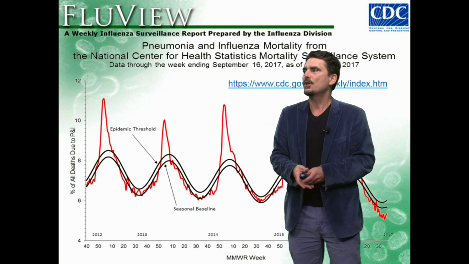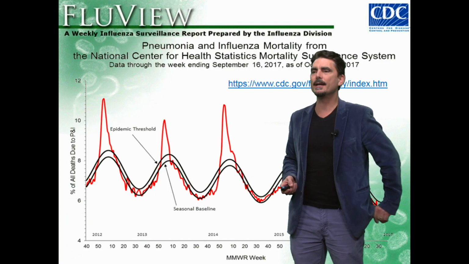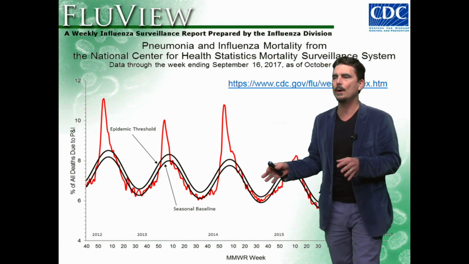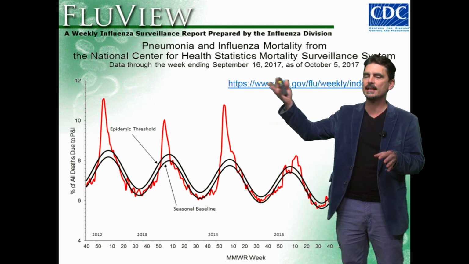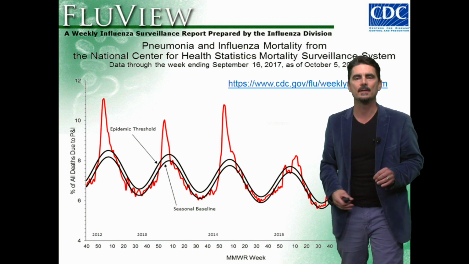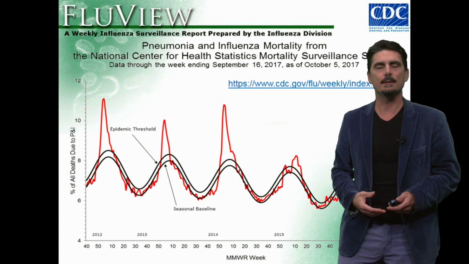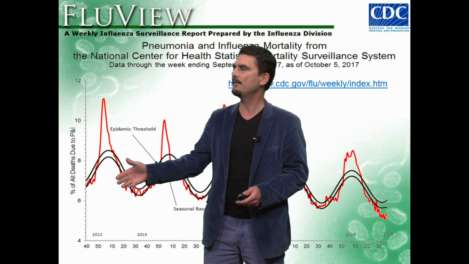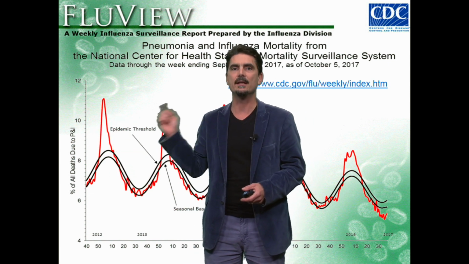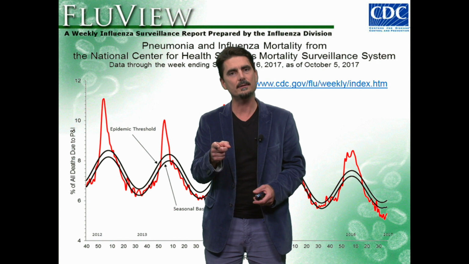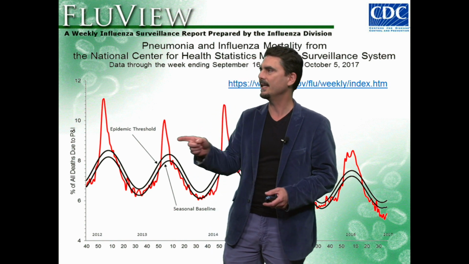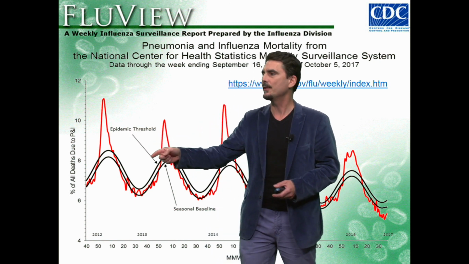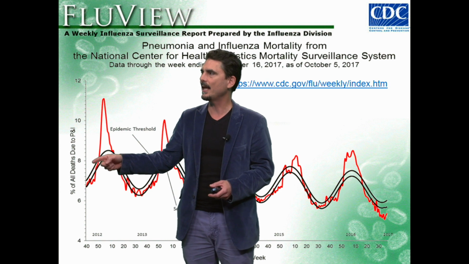Okay, so this particular one, now, first of all, anytime you look at data, what should you look at? You look at the title, but then look at the axes. Okay, what is being measured? The measurement is always on the y-axis, right? In this case, percent of all deaths due to P and I. What does P and I stand for? That's right, pneumonia and influenza. Okay, so this is the percent of all deaths that are related to this.